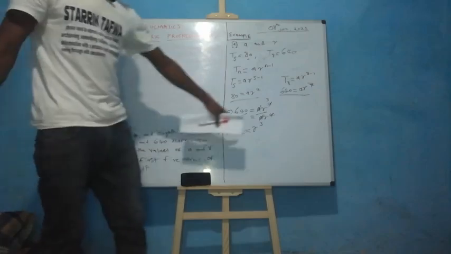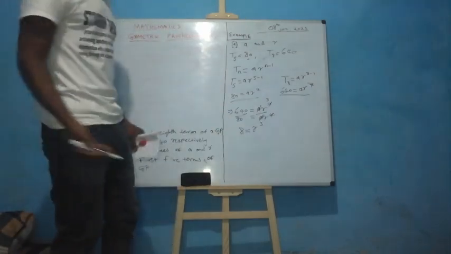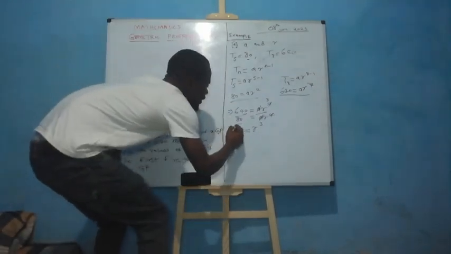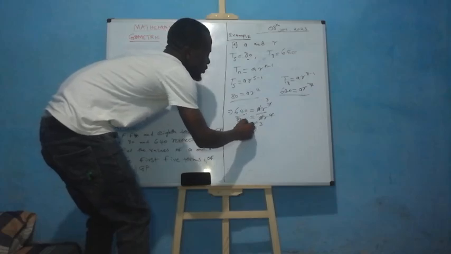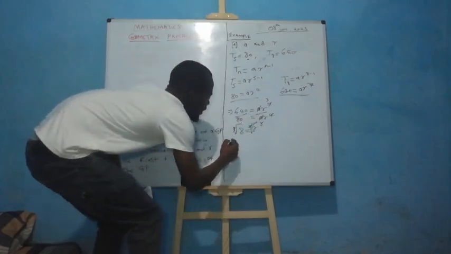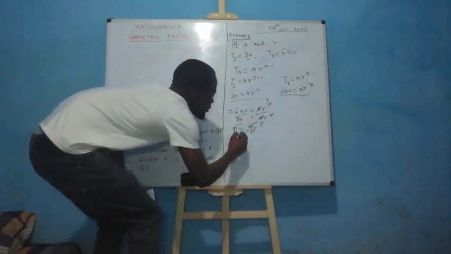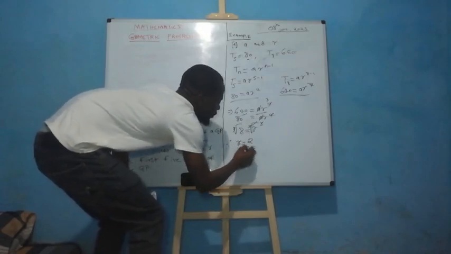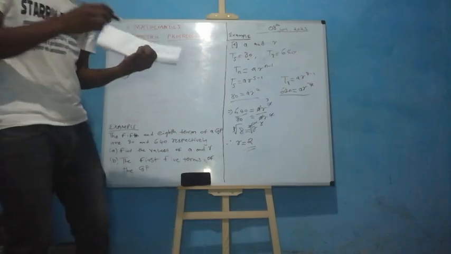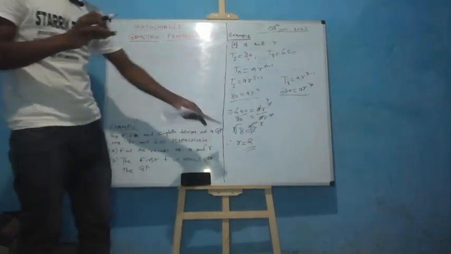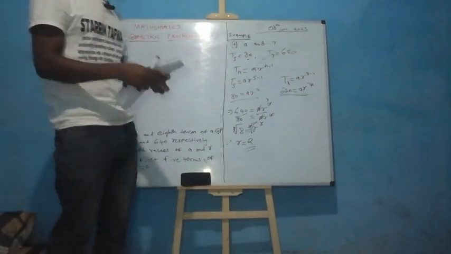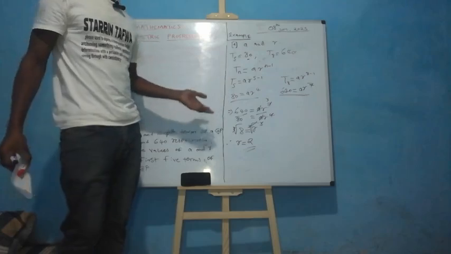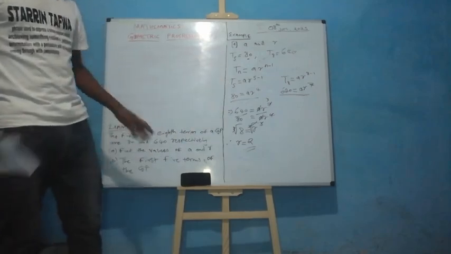How do we kill the cube? We introduce the cube root. So we say the cube root of 8 and the cube root of R cubed. The cube root and the cube cancel, and therefore we have R equals the cube root of 8, which is 2. So our common ratio in this particular problem is 2. This is how we can find the common ratio given any problem of this particular kind.